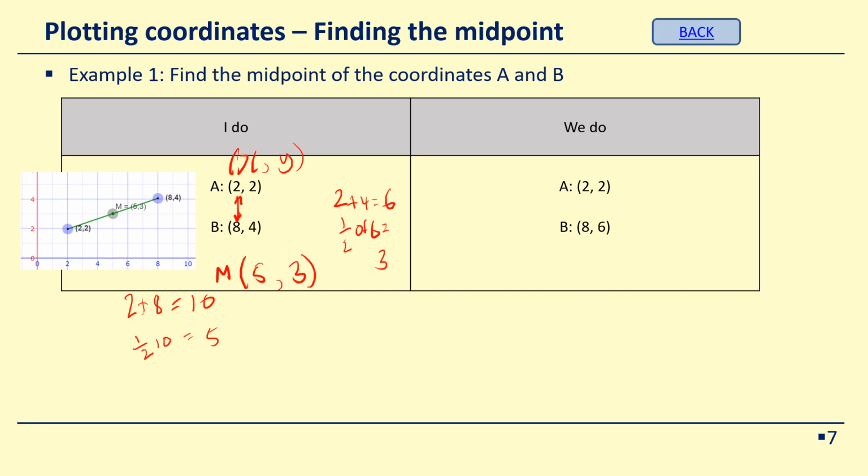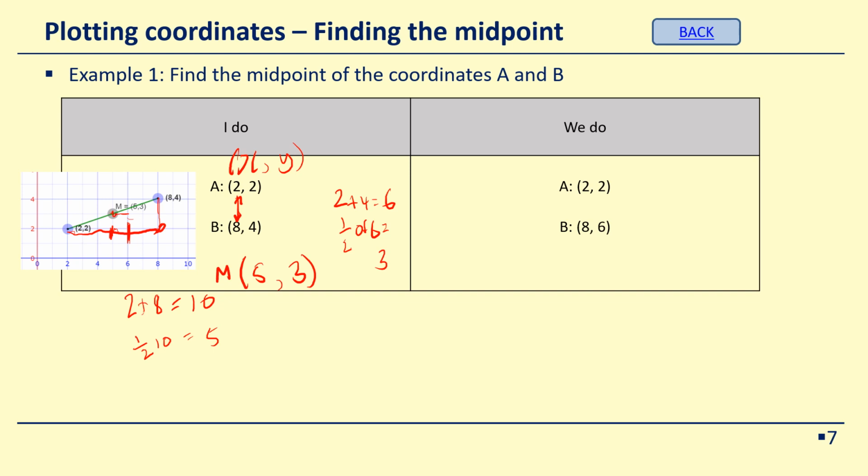If you think about it, what's halfway between there? Right, it's 5. What's halfway between here and here? And it's 3. Sorry, that was 5. My apologies. 5, and halfway between here and here is 3. So the midpoint is 5, 3.